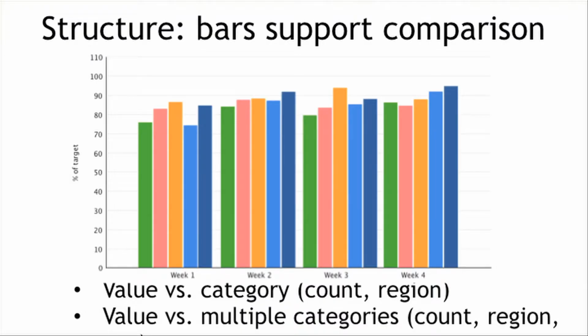So bars are really good for comparison. It turns out our eyes and our brains are really excellent at seeing very, very small differences in length. And when we say length here, really what we're talking about is the position at the top of the bars. If you look, for example, here in the middle of week 2, the pink and the orange bar there, those are very, very similar in length.